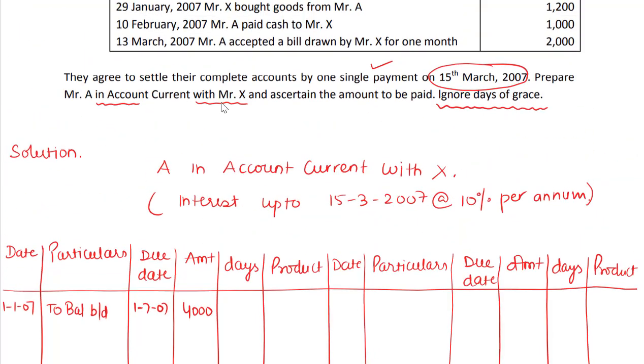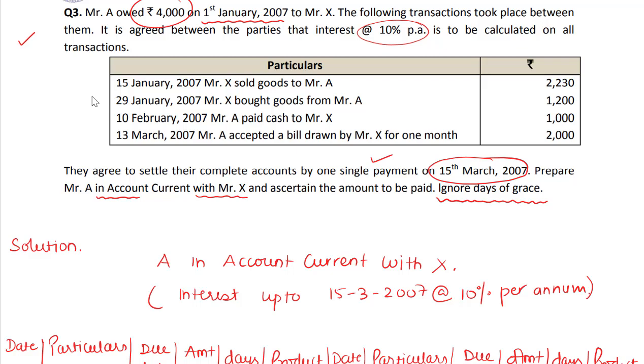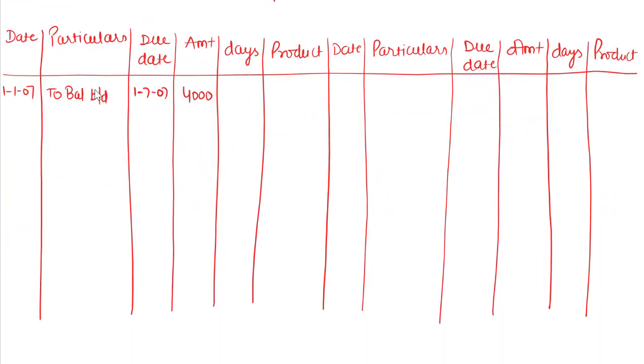Next transaction, 15 January 2007, X sold goods to Mr. A, 2230. A, to sales, 2230. 15 January 07. Due date 15 January 07.